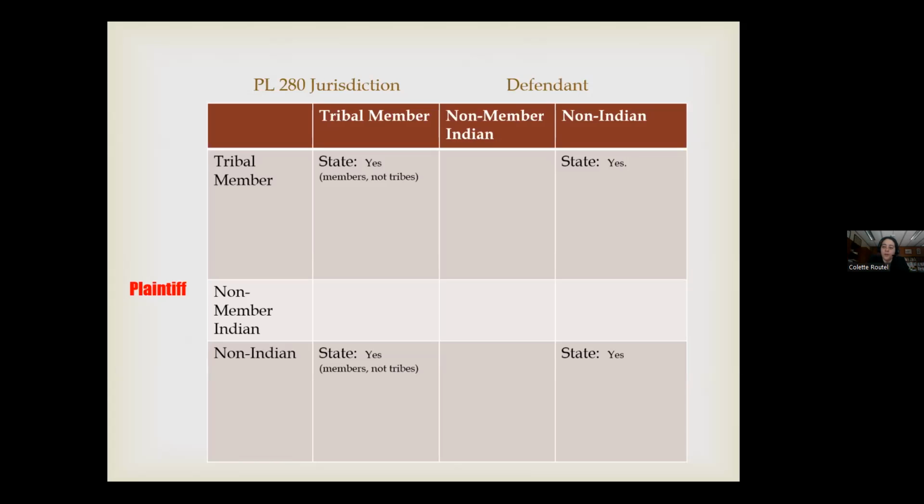And it enumerated certain states and gave them additional authority in Indian country, and Minnesota was one of them. And so on all the reservations other than the Red Lake Reservation, Minnesota state courts have additional authority to hear cases under Public Law 280. So remember, these are cases now that are going to be brought against tribal members or non-member Indians, not against tribes themselves.